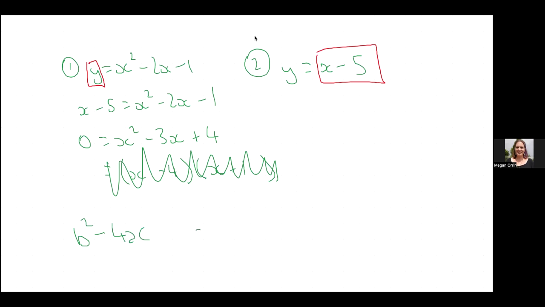-3 squared minus 4ac. This is 9 minus 16. Yes, it's less than 0. It's less than 0. So that means there are no solutions. So this graph is going to look something like that.